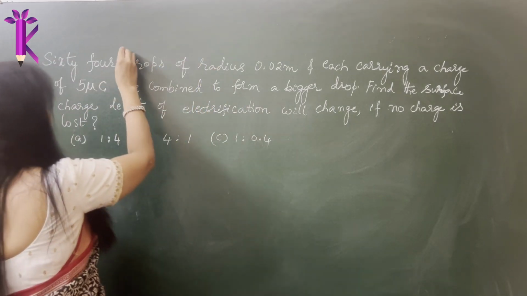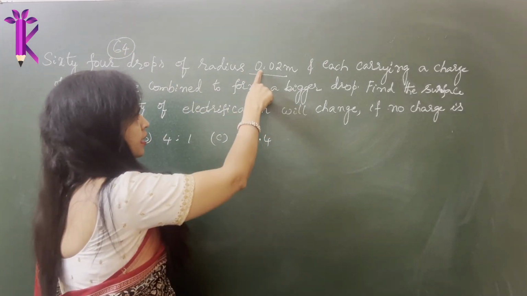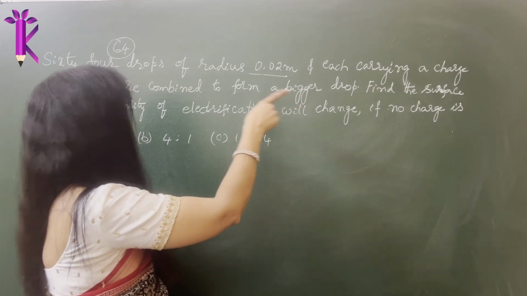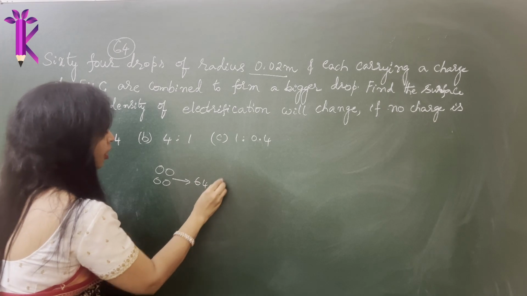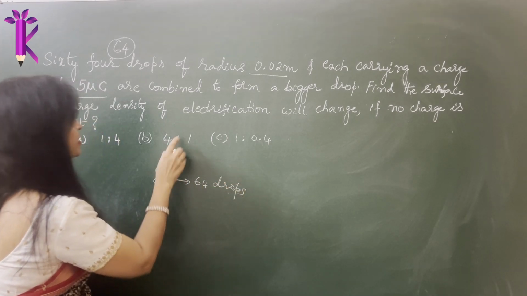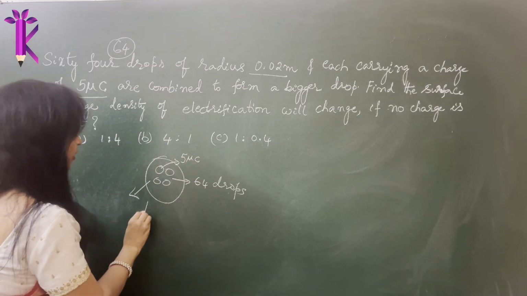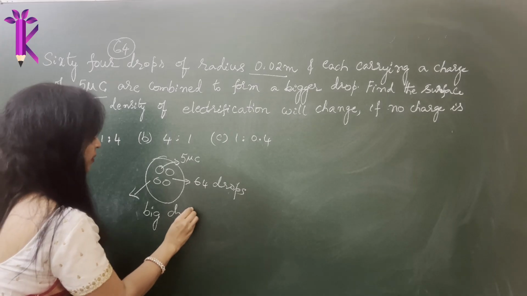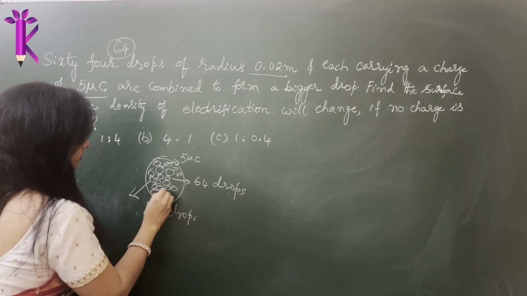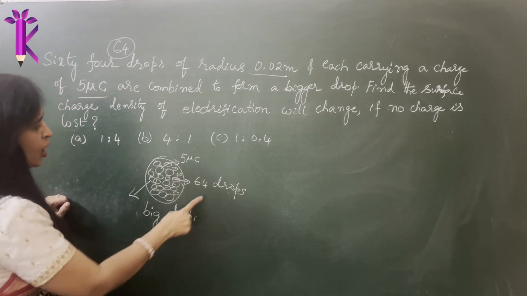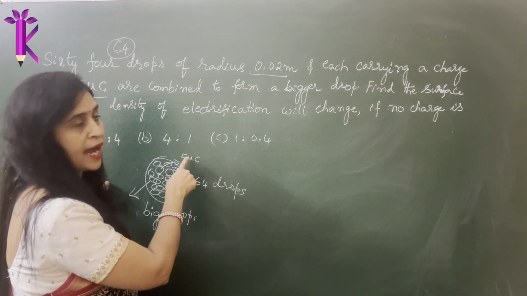64 drops of radius, the radius of each drop is mentioned, and each carrying a charge of, so how many drops are there? There are 64 drops. And what is the charge each one carries? Each one carries a charge of 5 microcoulomb. They combine together to form one single big drop. So how many drops are there inside? 64 drops, each carrying a charge of 5 microcoulomb. So this is one big drop combined together from the 64 drops, each carrying 5 microcoulomb charge.